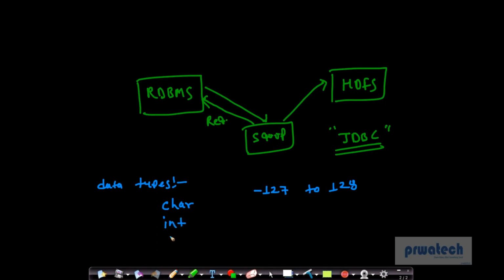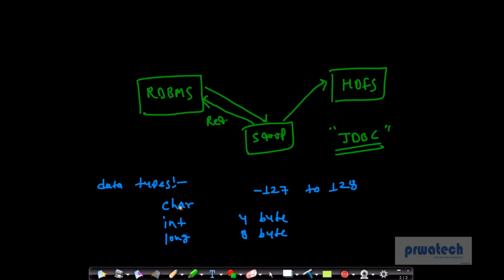Then integer is a 4 byte value. Long is an 8 byte value, which means they can hold a record up to 4 bytes. If it increases beyond 4 bytes, it cannot handle it. It will start giving me an exception. If it is more than 8 bytes, it starts giving me an exception. And to work with these operations, we do typecasting, right? We do typecasting in programming languages.